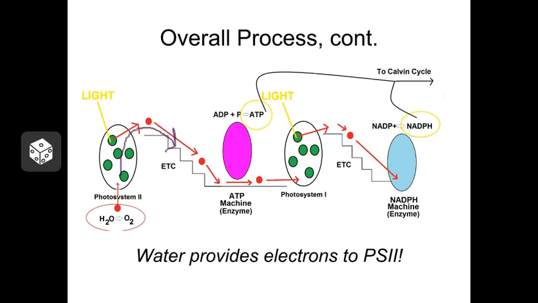Well, that's where water comes in. Water is going to be broken down, it will be stripped of some of its electrons, and those will be placed in photosystem 2 to replenish it. The byproduct of that is going to be O2, or oxygen gas.